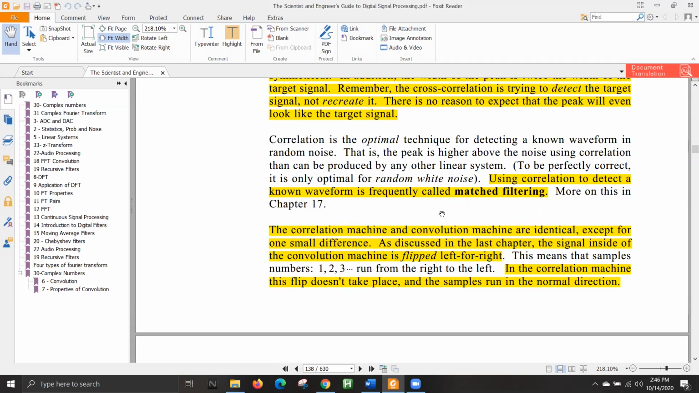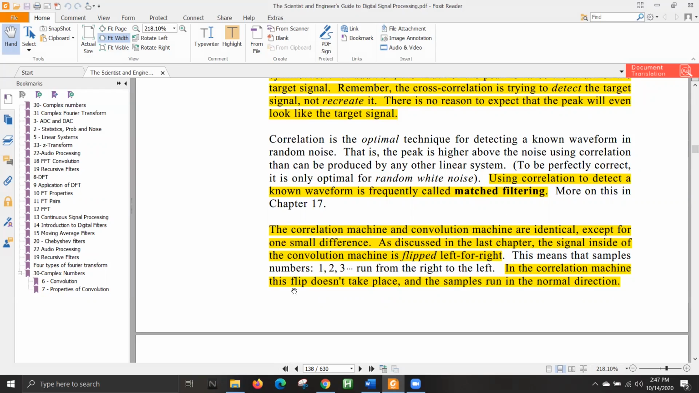If you use the same convolution machine to perform correlation, you have to pre-flip the impulse response and then pass it through the convolution machine. The convolution machine itself will flip, so the pre-flipping and flipping cancel each other, and you'll get the effect of correlation. So the convolution machine can be used to perform correlation. This is the basic gist of this entire section.